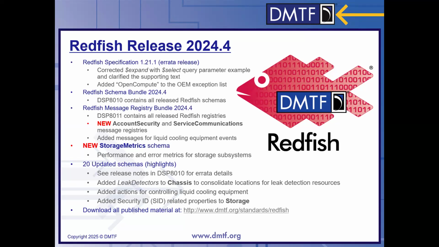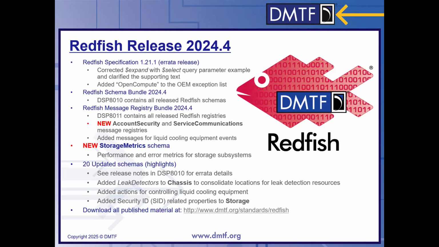The schema bundle and the message registry bundles were both updated. We'll get into the schema contents and also the registry contents. There were two new registries created. Mike will give a little bit of details on these. There's what's called the account security registry and also a service communications registry.